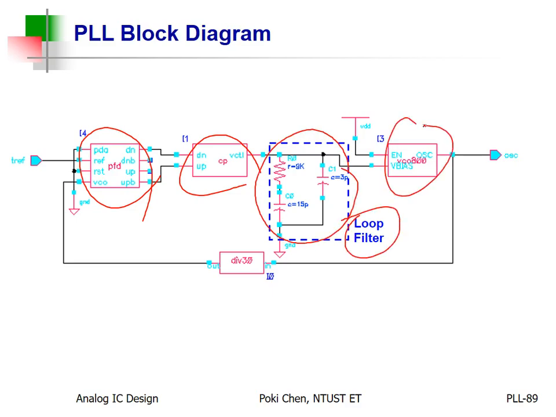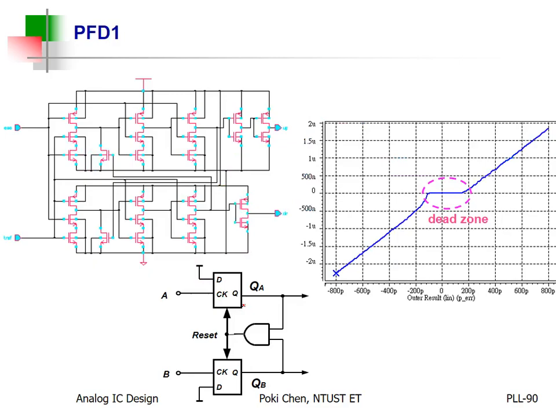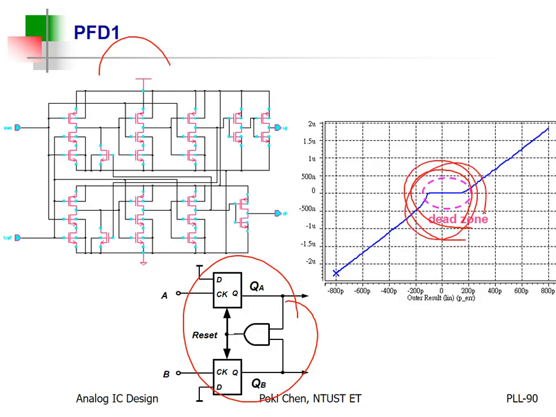VCO, I showed you already. And then the divider. Because the output is already 1 and 0, the divider is actually in the digital domain. Do it by yourself, okay? Anyway, that is for phase detector 1. I mean, this one. You can see a very, very bad dead zone here.